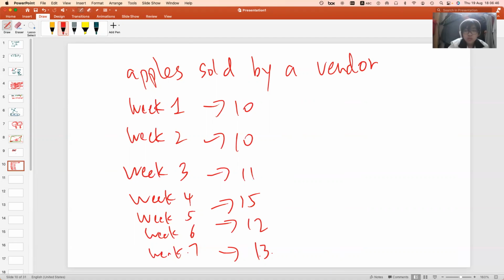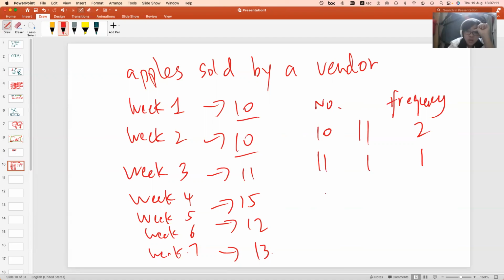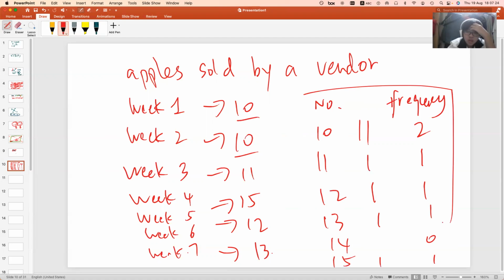Okay? So if they ask you to tally, you write down number 10. So how many times? 1, 2, so 2 times, right? Or the stroke, use the stroke. So this is the frequency. 2. 11, any stroke? Yes, 1. So this is 1. 12, anything? Yes, 1. 13, 1. 14, don't have, 0. 15, 1 time, 1. So this is the table, right?